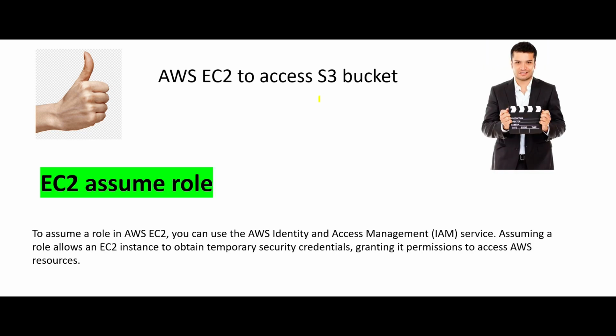Now this is the next topic, and in the certifications, usually you will get such questions where they say, I have EC2 instances and they have to access an S3 bucket. Under that scenario, they ask, what should I do? Should I use managed identity? Should I use IAM role and those kinds of things? So EC2 assume role is one thing that you will have to do. It assumes a role in EC2, and you can then use the IAM service. This role allows EC2 to obtain temporary security credentials and grants permissions to access AWS resources.